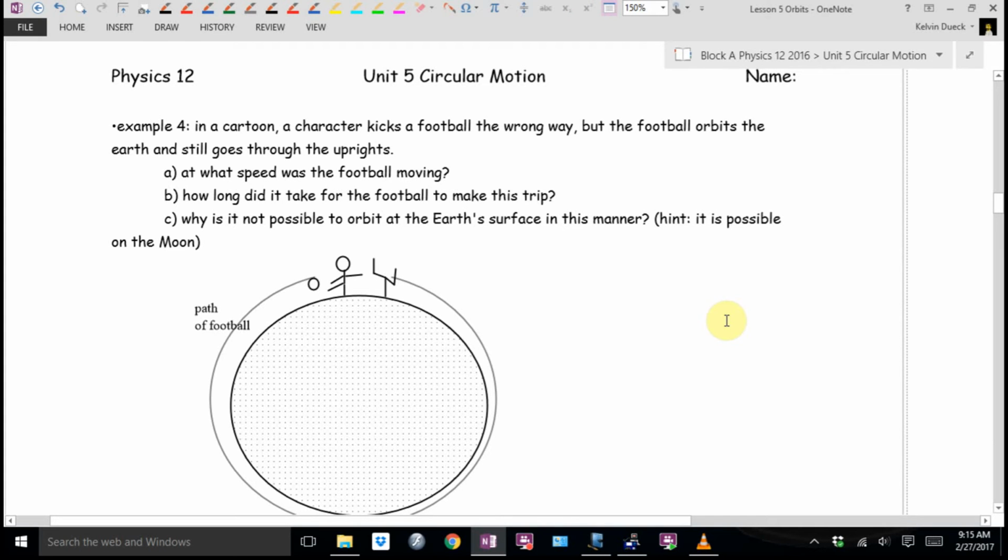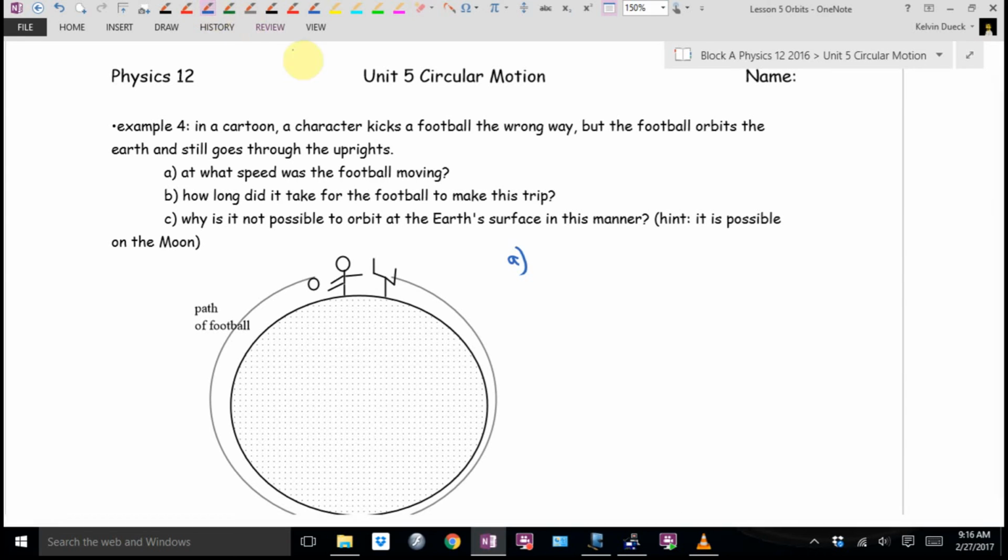In a cartoon, a character kicks the football the wrong way, backwards. But he or she is so strong that the football orbits the Earth and still goes through the uprights, but from the other direction. How fast was the football moving? Well, I'm going to argue that this path is an orbit, is it not? What's pulling the football around in a circle?